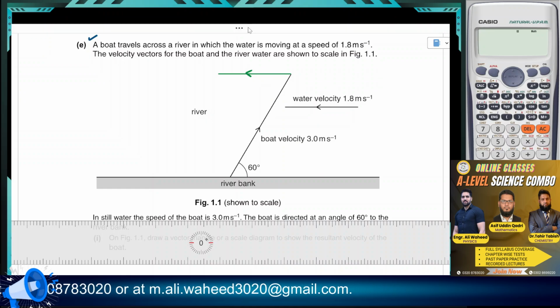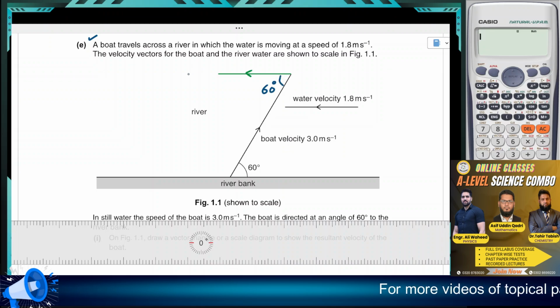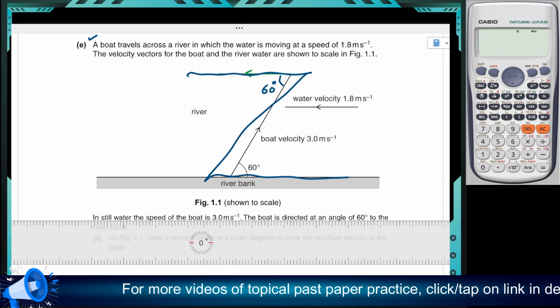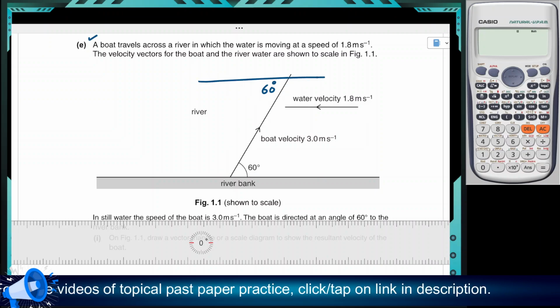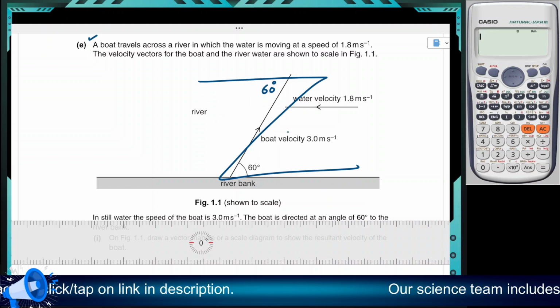Then I know all of a sudden that this angle would also be 60. This one over here would be 60 degrees. How do we know? Alternate angle. Whenever they form a Z, something like this, these two angles are always equal.